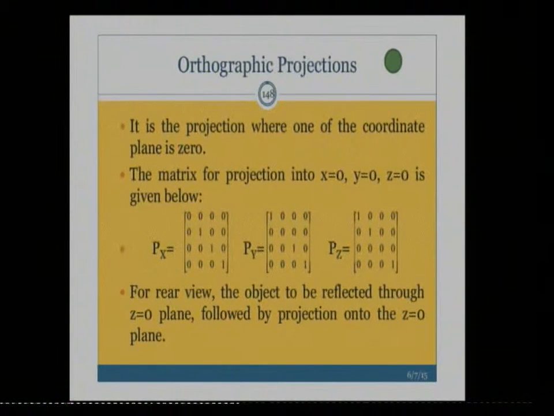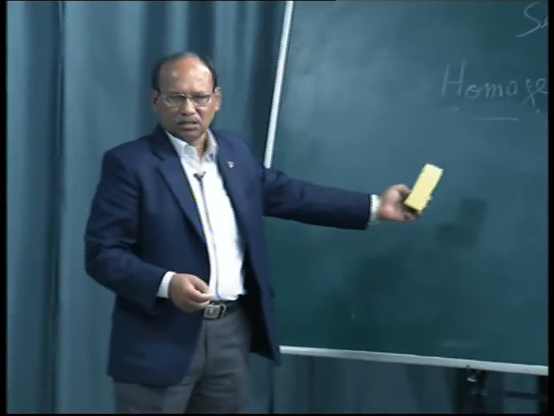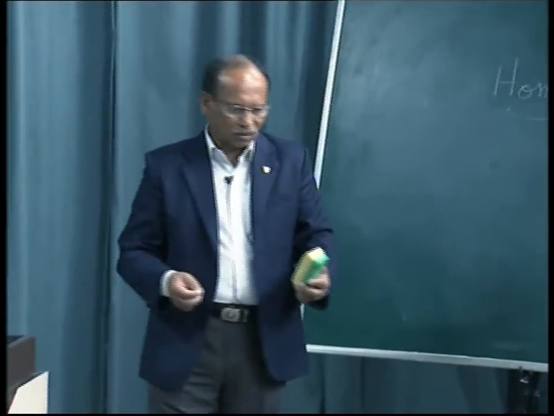And the last one is projection. What does projection actually mean? Orthographic projection. If you want to do orthographic projection, what does it mean? This object, you push it back to a particular plane. Yes, this is a three-dimensional object. I will take it to a two-dimensional plane. So, that is orthographic projection.